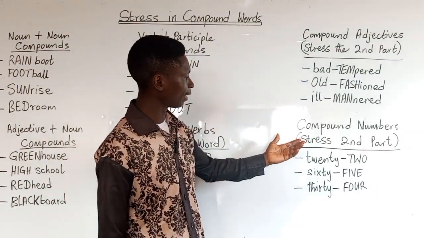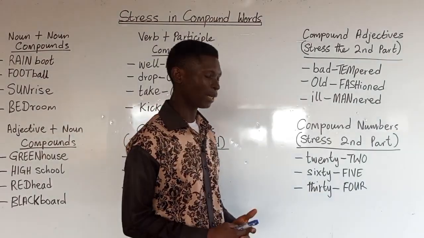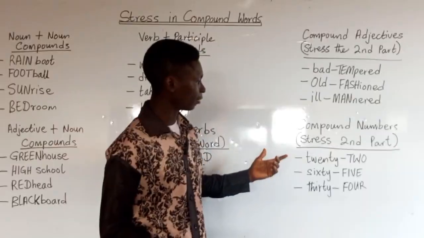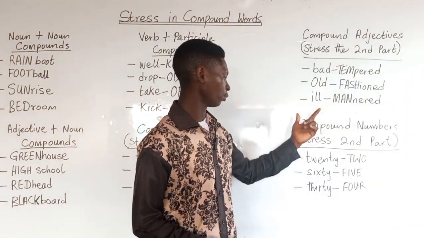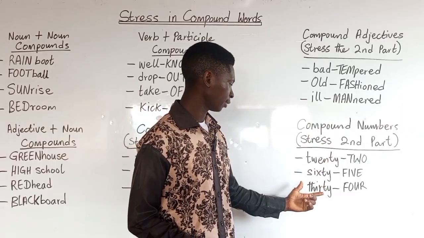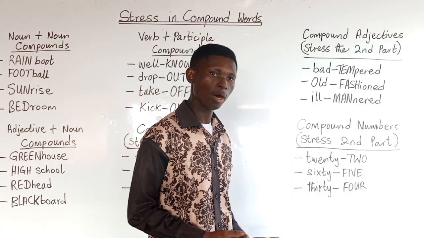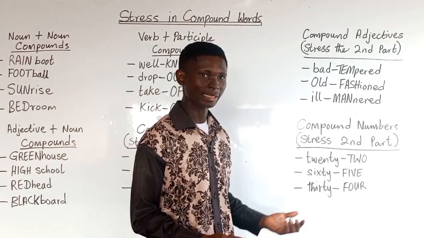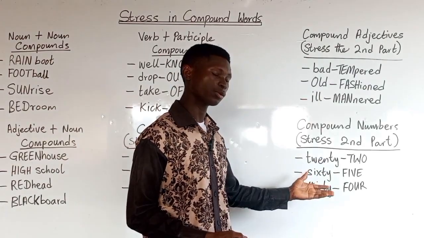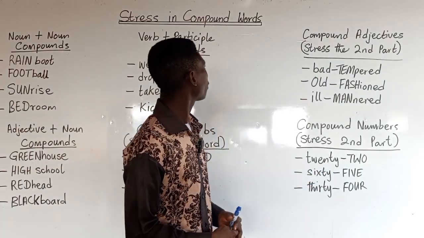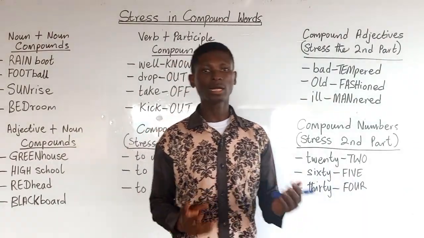Moreover, let's consider compound numbers. When we combine numbers together, where do we place the stress? The stress is normally on the second part. For instance, 22, 65, 34. Can name them. 21, 25, 28. So the stress is on the second number and not really the first number. So this is all considering stress pattern when it comes to compound words.